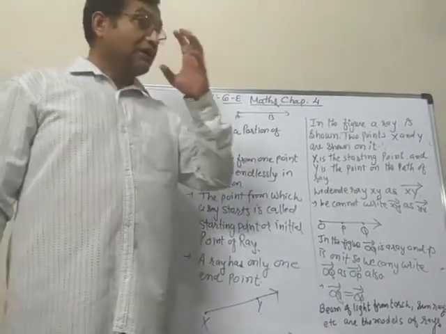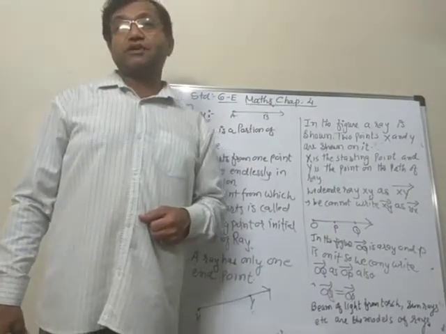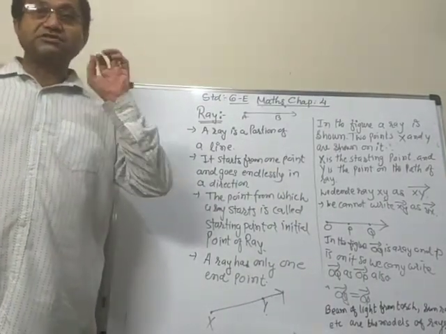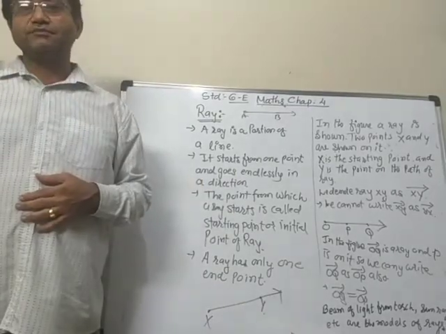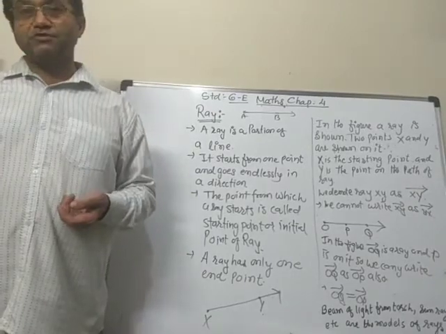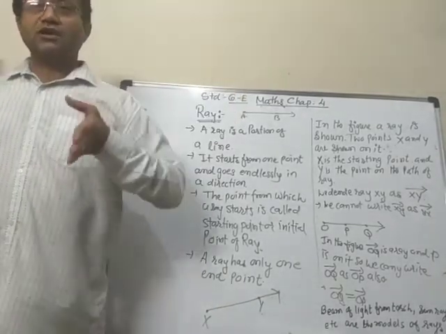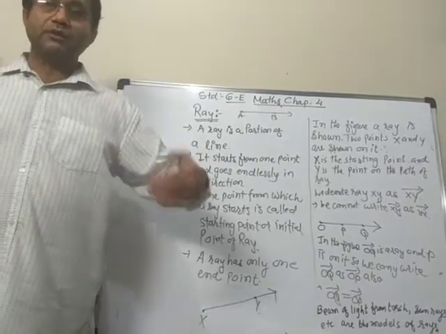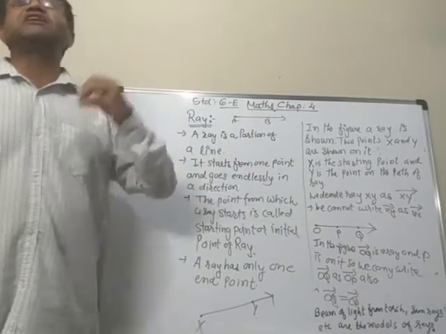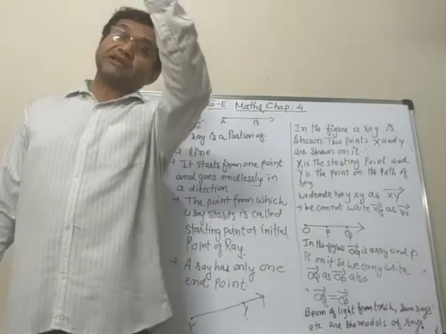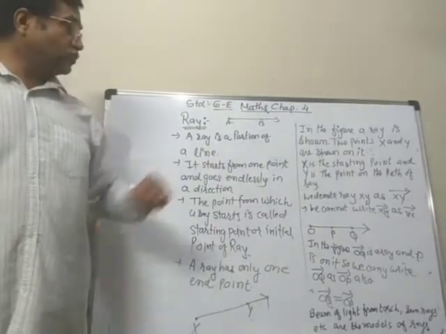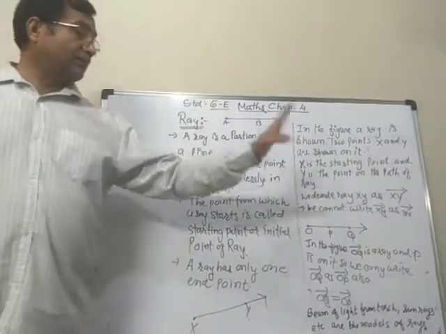Now, what are the models? If you see a searchlight, it is releasing rays. Similarly, if you switch on a torch bulb, then from the torch bulb also rays are coming out, starting from the bulb and going endlessly. Similarly, you can see the sun rays also. They start from the sun and go straight in only one direction. So those are the models of rays.